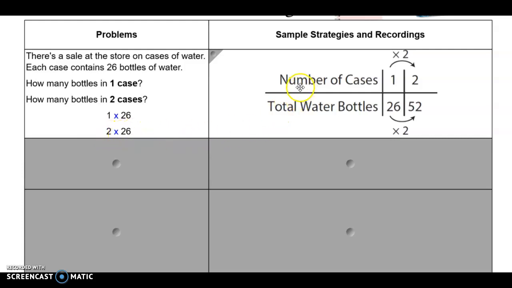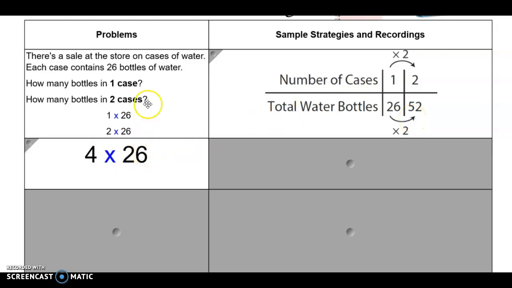Over here we have our ratio table. The top is labeled number of cases, and the bottom is labeled total water bottles. So in one case, we have 26 water bottles. We could take that 1 and double it, or multiply it by 2 to figure out 2 cases. And then we have to take that 26 and also double it to get our answer of 52.